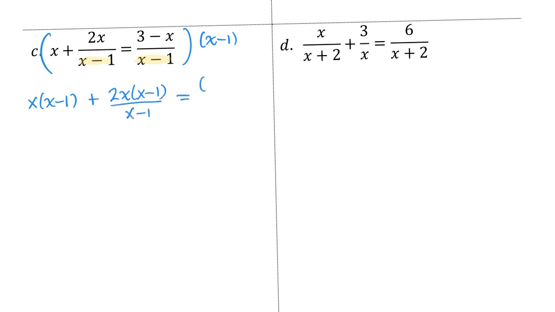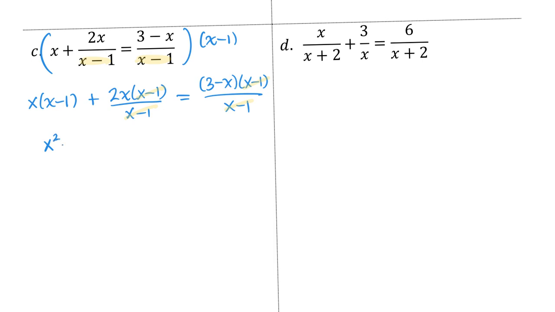Equals, if I do 3 minus x times x minus 1, but then I divide by x minus 1, some of this is going to cancel, so this cancels and this cancels. And some of you will cancel that in your head, and I'm okay with that. Just be really careful. Okay, let's distribute.